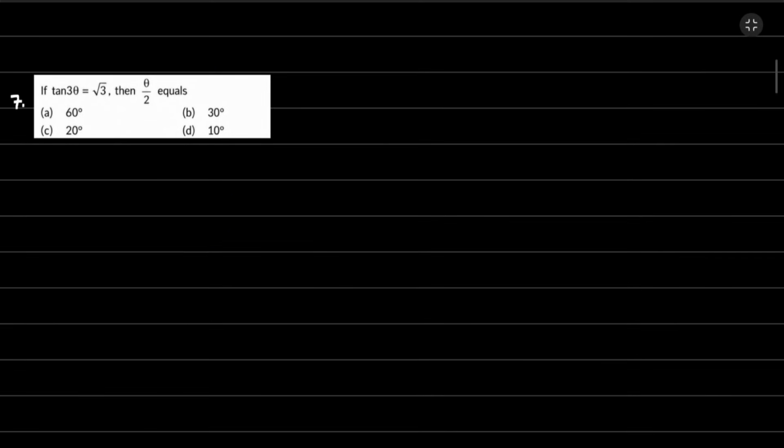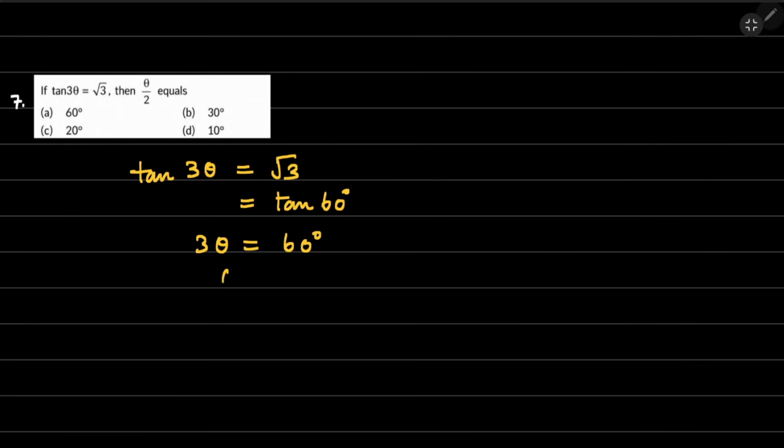If tan 3 theta is equal to root 3, you have to check what theta by 2 will be equal to. Again, here you should know the trigonometric ratios of specific angles. Root 3 is nothing but tan 60. Remember it, okay? Tan 60 is root 3. So on comparing, what do you get? 3 theta is equal to 60 degree and theta is nothing but 60 by 3, which is 20 degree.